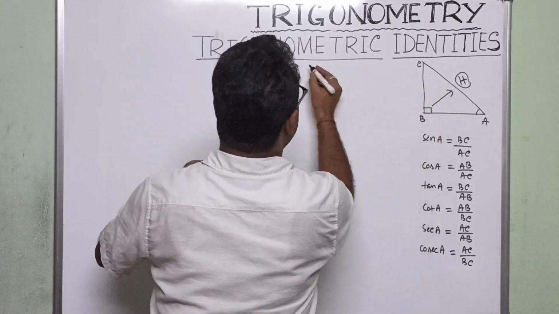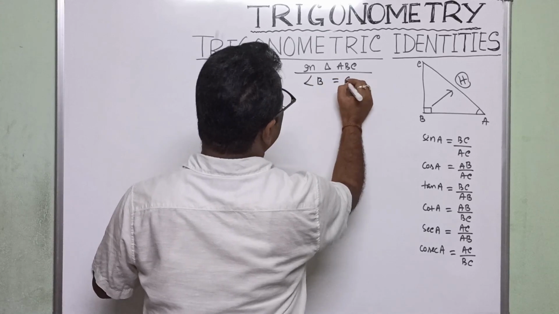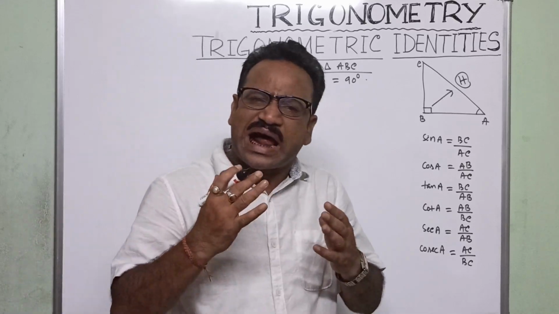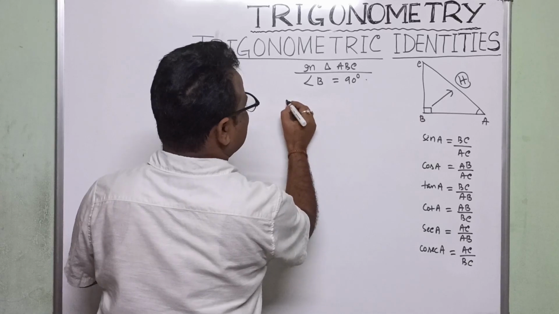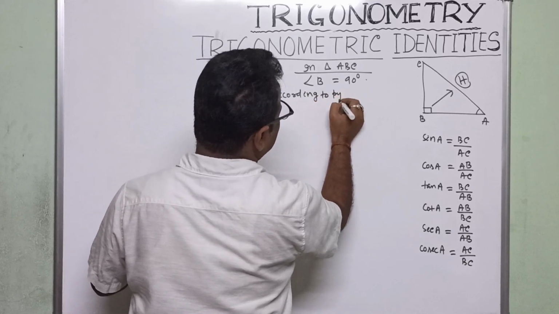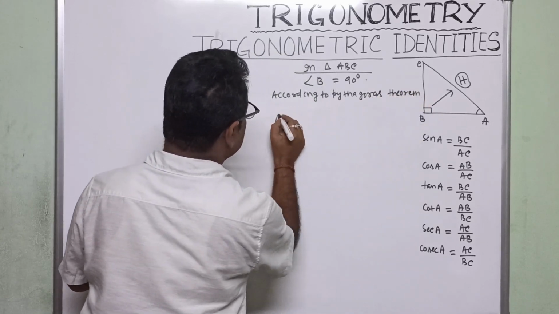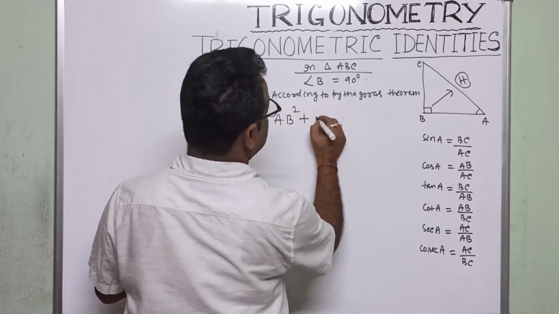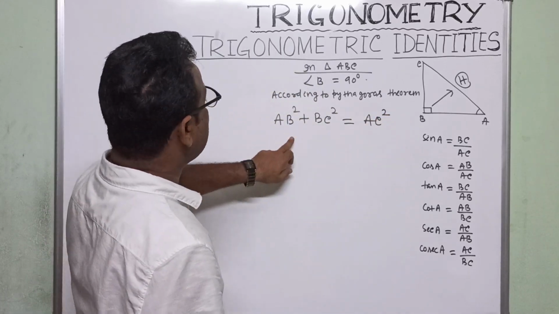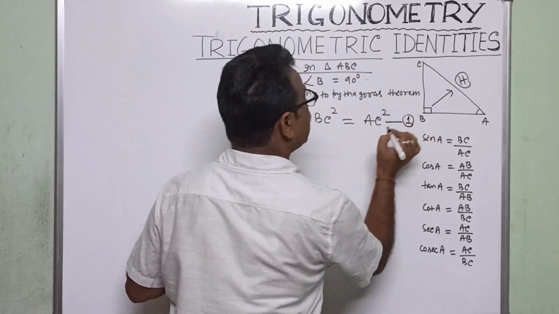Now here in triangle ABC, angle B is equal to 90 degrees. It's given, so it's a right angle triangle. According to the Pythagoras theorem, AB square plus BC square is equal to AC square. You know it. This is equation 1.